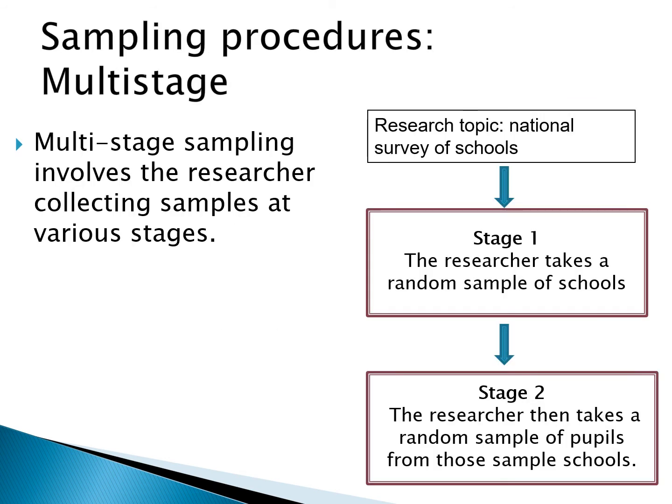In reality, then, what usually happens is you get a form of multi-stage sampling going on. So different samples may be taken at different stages of the process. So in this example you can see here, if there was a national survey of schools, you begin by taking a random sample of schools, and then you take a sample of pupils from those sample schools. So it's quite often a case that you end up with different sample techniques happening at different stages of the process.